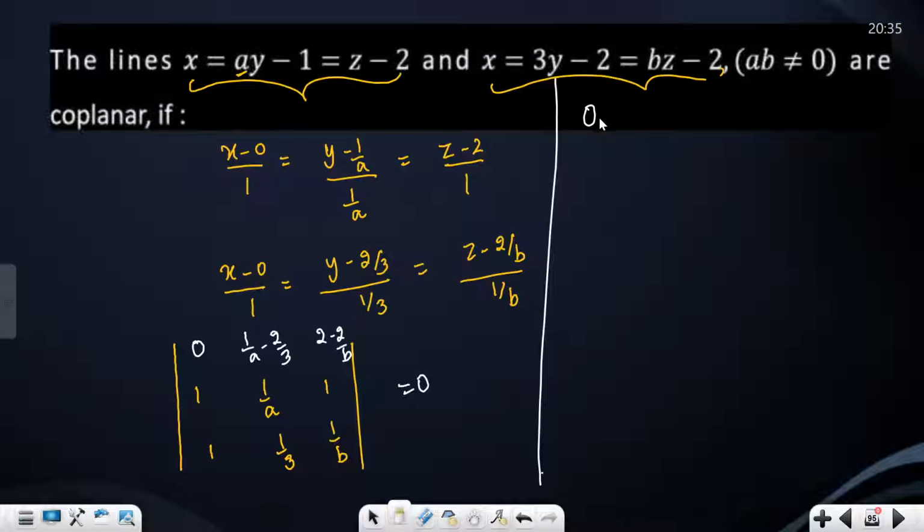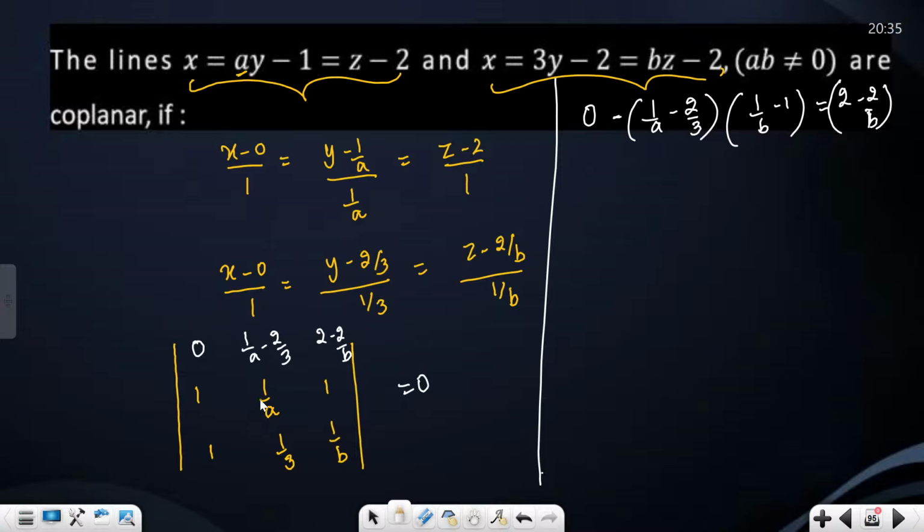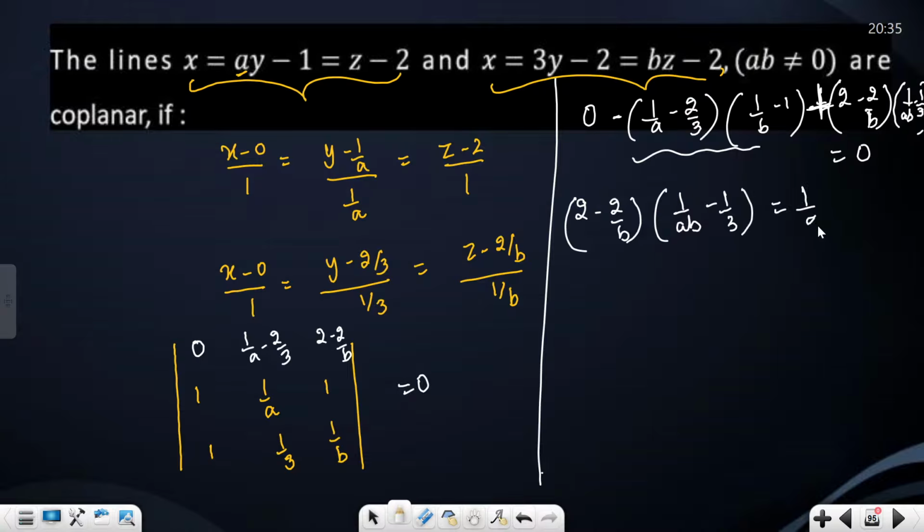Yes, so this is 0. I'm expanding the determinant, by the way, 0. Then we are having minus of 1 by a minus 2 by 3. And this is going to become 1 by b minus 1. It's not that complicated. 1 by b minus 1 is equal to 2 minus 2 by b will be there. And this is 1 by ab minus 1 by 3. So 1 by ab minus 1 by 3, correct? Now this is fine. So this plus equals 0. Now let us just shift this thing on the right hand side. So 2 minus 2 by b, 1 by ab minus 1 by 3, and this is 1 by a minus 2 by 3, 1 by b minus 1.